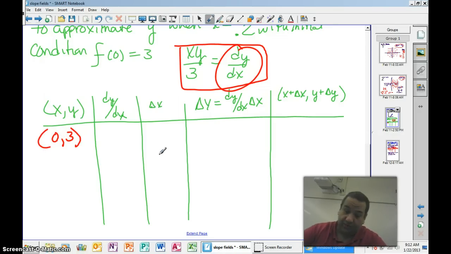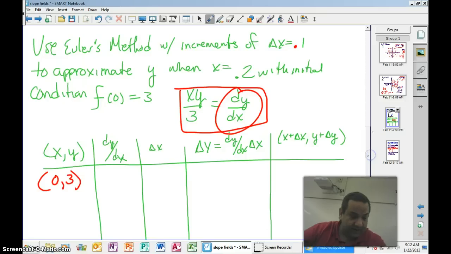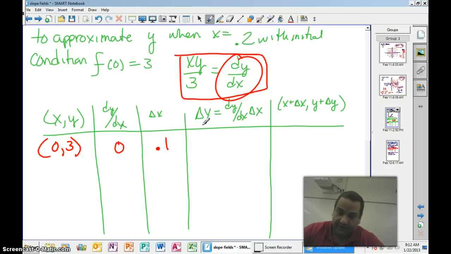Now dy dx is when I put 0, 3 in here, okay? And when I put 0, 3 in there, I get, I think, I don't know why I have 1 here. It's a little weird. Delta x was 0.1. When I put 0, 3 in here, to approximate y when x is 0.2, 0 times 3 is 0 over 3. I'm going to put that as 0. I don't know what the heck's going on. All right. So then delta y is equal to dy dx times delta x. Why was that 1?